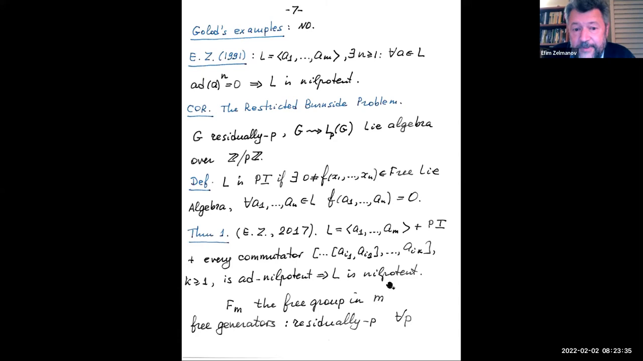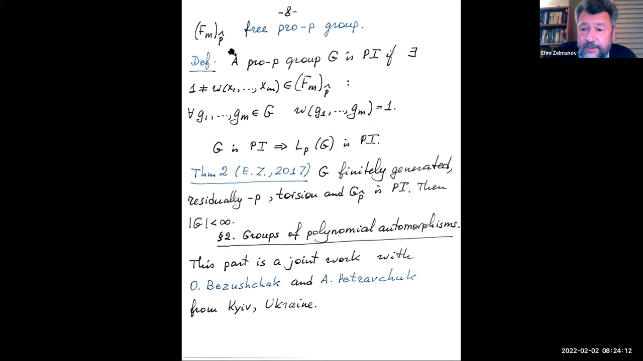Now let's talk about groups. Let F_m be the free group on m free generators. It is easy to show that for an arbitrary prime number p, it is residually p. If it is residually p, then we can consider its pro-p completion, and it is called the free pro-p group, because an arbitrary mapping of the free generators x1, x2, and so on into an arbitrary pro-p group uniquely extends to a continuous homomorphism from this group to the pro-p group. So it deserves this name.